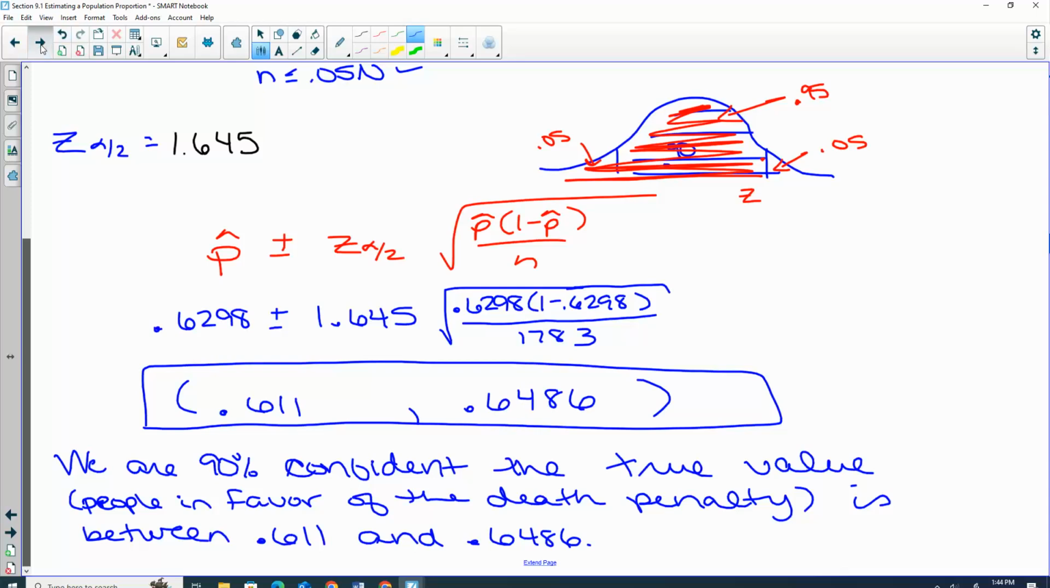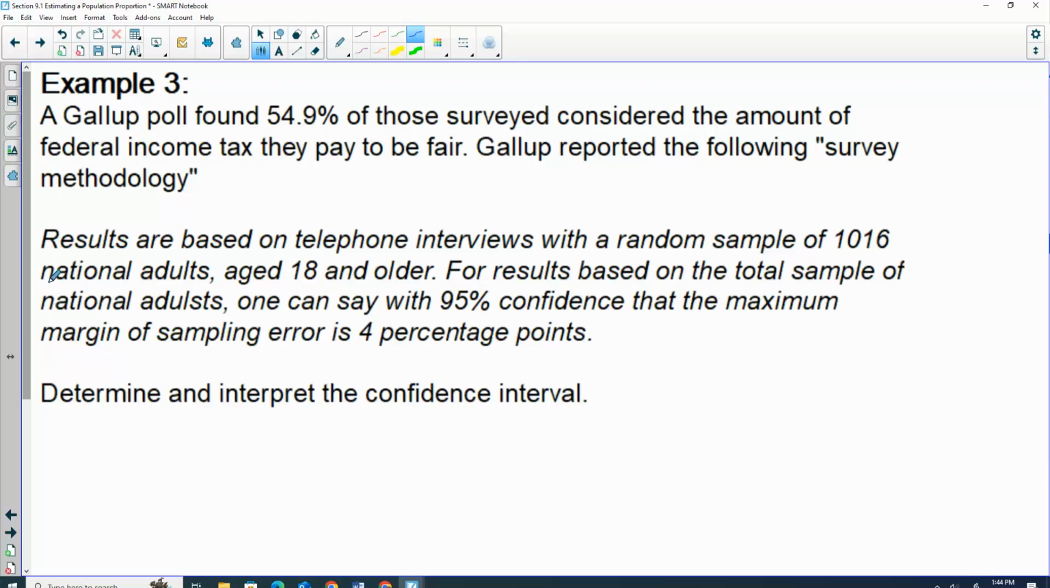Let's look at another one. A Gallup poll found 54.9% of those surveyed considered the amount of federal income tax they pay to be fair. Gallup reported the following survey. Results were based on telephone interviews, random sample of 1,016 national adults aged 18 and over. For results based on the total sample of national adults, one can say with 95% confidence the maximum margin of sampling error is 4%.